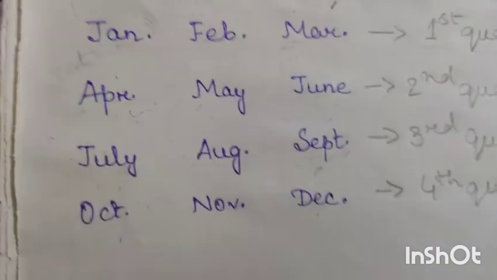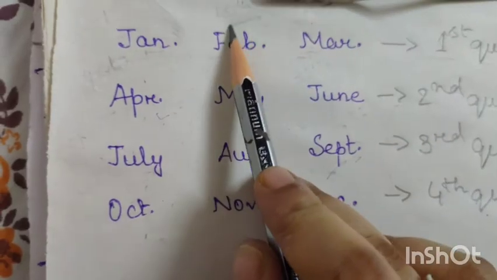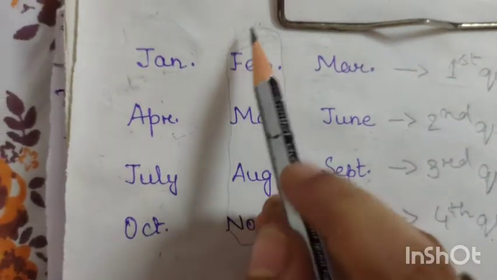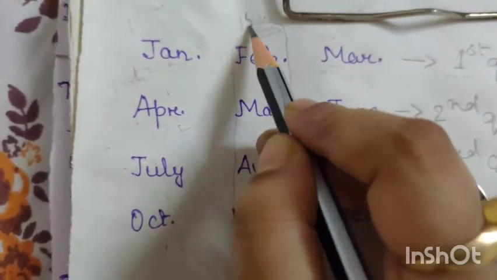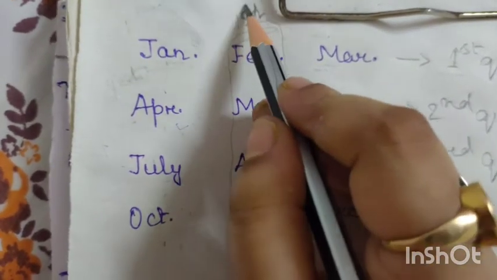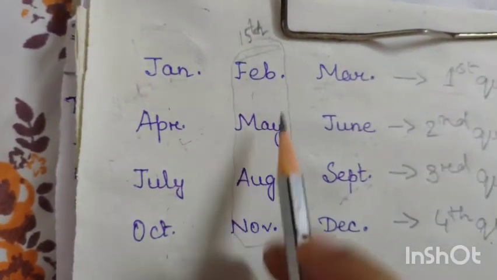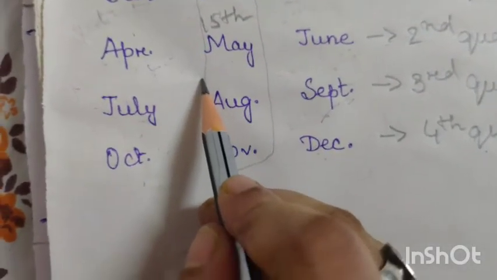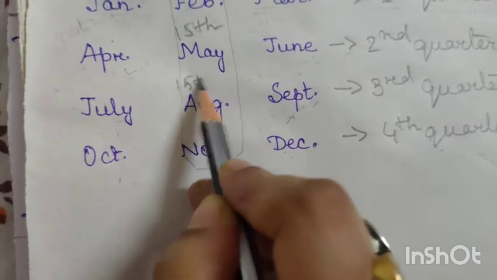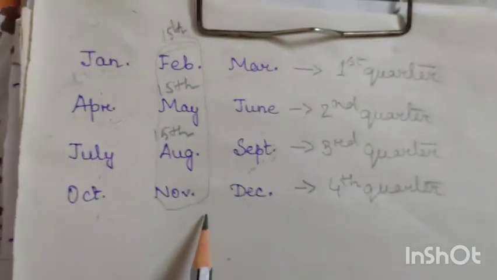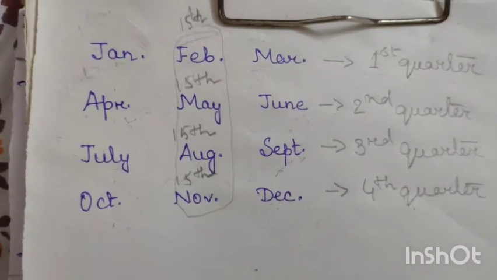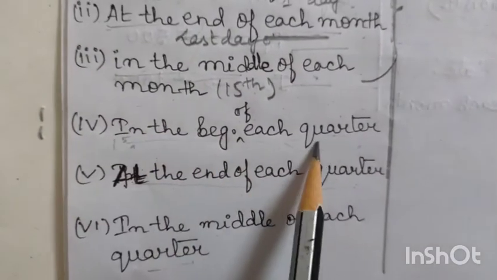Now come to the third case, in the middle of each quarter. What does it mean? It means the middle month of each quarter, and again the middle date of each quarter. That means 15th February, in the second quarter it will be 15th May. In the case of the third quarter it will be 15th August, and in case of the fourth quarter it will be 15th November.